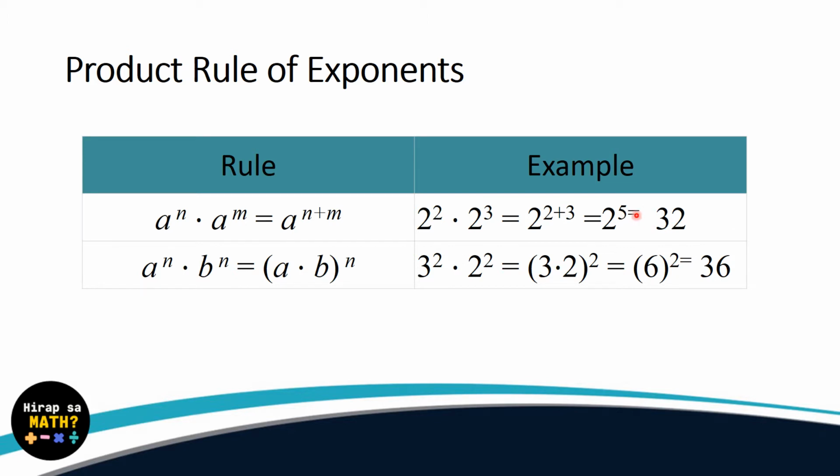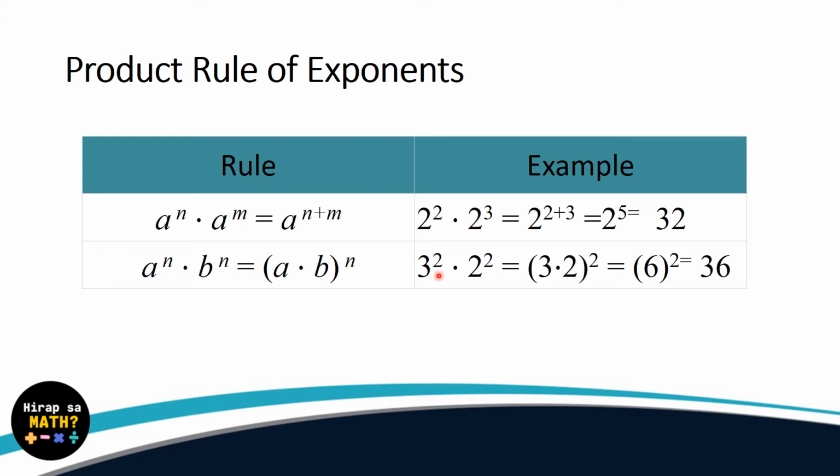Next naman na pagmumultiply ay magkaibang base. So a to the n times b to the n. A, yung base nung una, at hindi siya kapareho dito sa pangalawa. So, pwede mo naman siyang i-merge since magkapareho yung exponent niya. So, pwede mong i-multiply muna yung base at kokopyahin mo lang yung exponent.